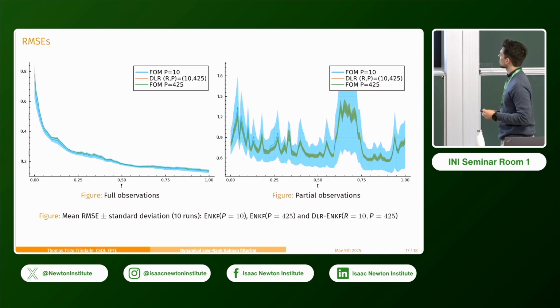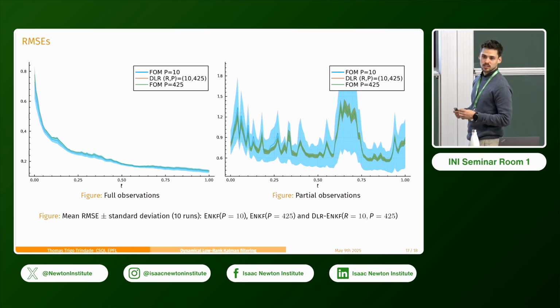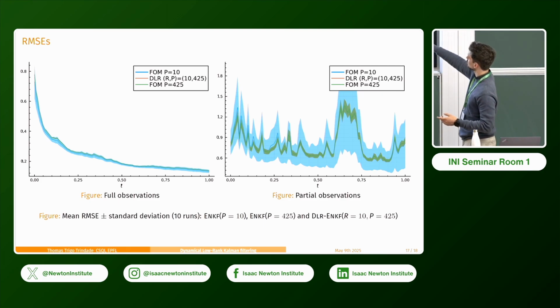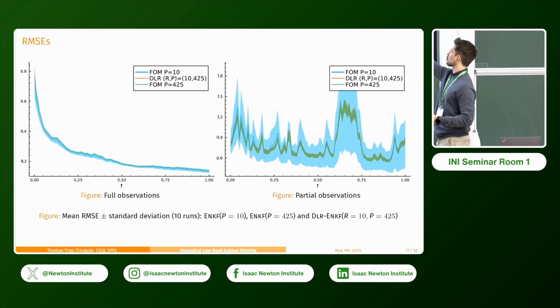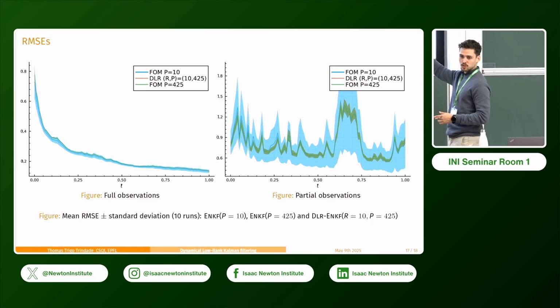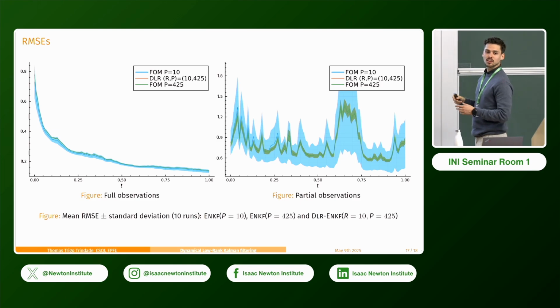We run three different models. The first is an EnKF with 10 particles, so it has rank 10, and you can see here it's the blue line on the right. I should say on the left you have the full observations, on the right you have the partial. The conclusions are the same, so I'm going to focus on the right because it's a bit more clear.